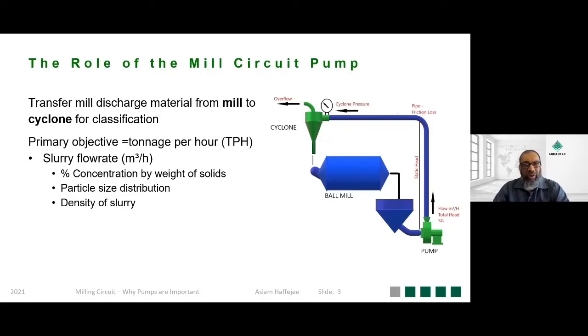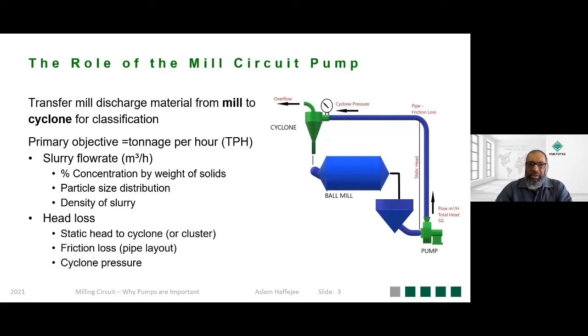And what's going to affect the flow rate compared to your normal water pumps is your percentage of concentration. You'll have solids in there which come from the mill. Importantly, your particle size distribution. It could be fine, it could be coarse, and the density of slurry, that is how much ore is mixed with the water.